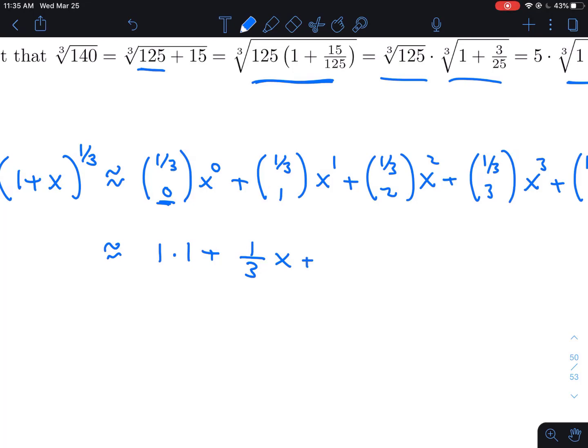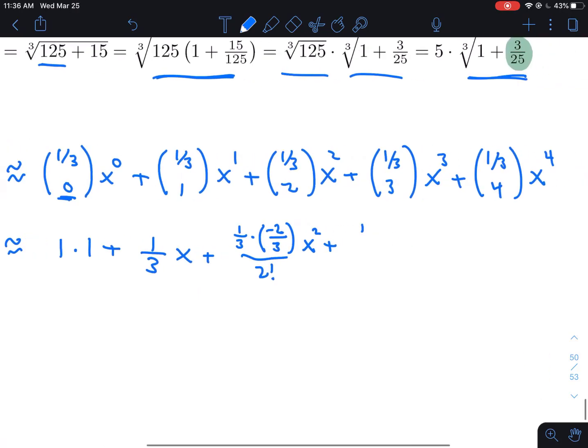Here's where it gets a little more insightful as far as what these binomial coefficients look like. Remember, you start off with this 1/3, and then you drop by 1. So this is going to be -2/3. You do this a total of 2 times. Now that we have the 2 numbers being multiplied, that's when we stop, and then you need to divide by 2 factorial. Notice we didn't really do this back here; it was just 1 factorial, which happened to be 1, so we didn't need that. And then we have x squared.